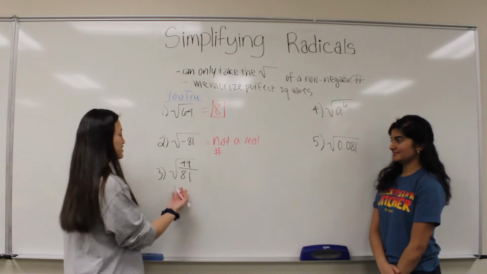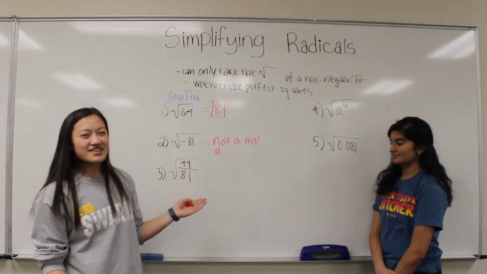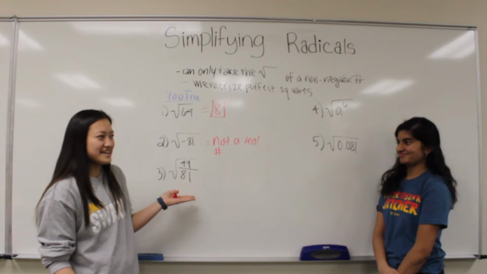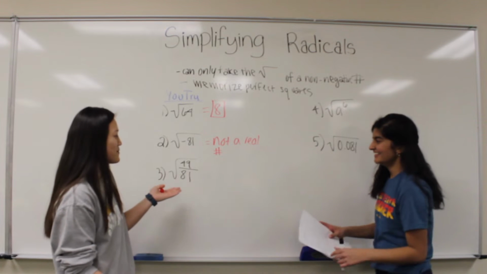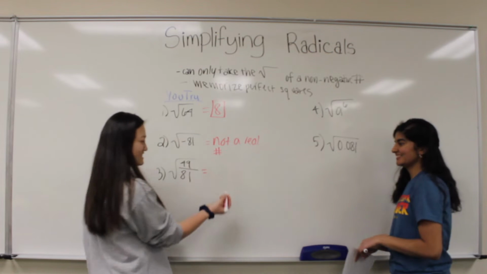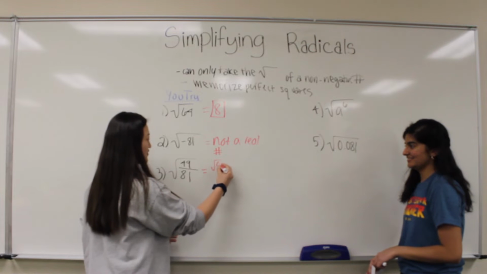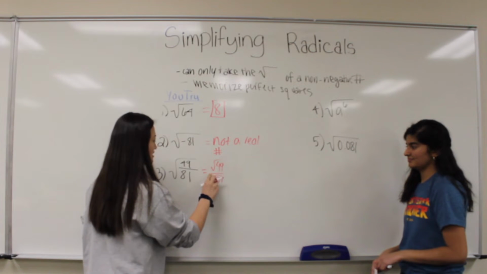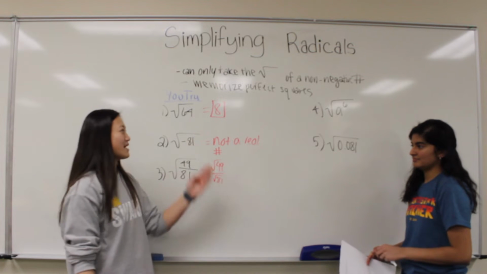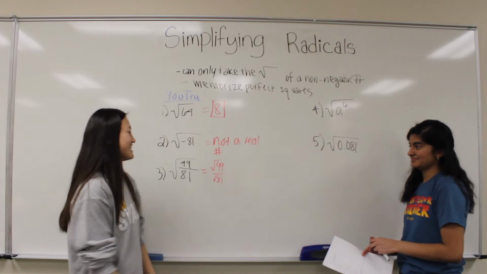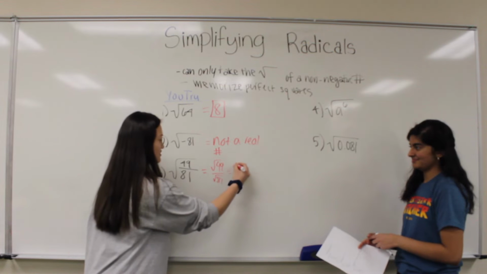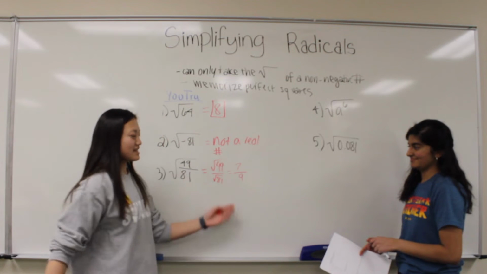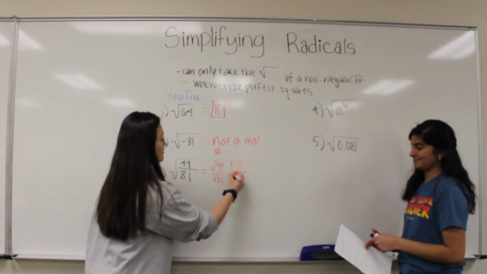And for this one, you might think, what is 49 divided by 81? I can't do that without a calculator. But we can split this up into the square root of 49 over the square root of 81. By memorizing our perfect squares, the square root of 49 equals 7, and the square root of 81 equals 9. Now this can't be reduced, so this is your final answer.